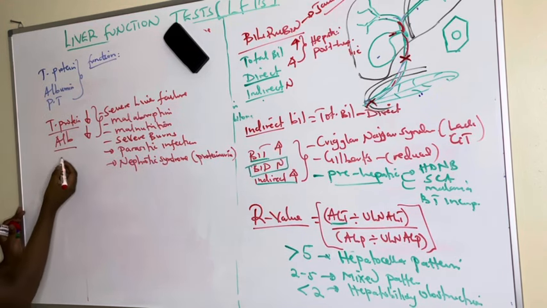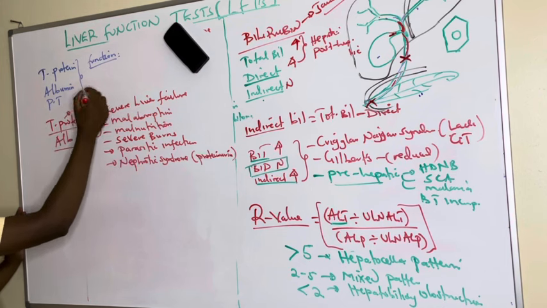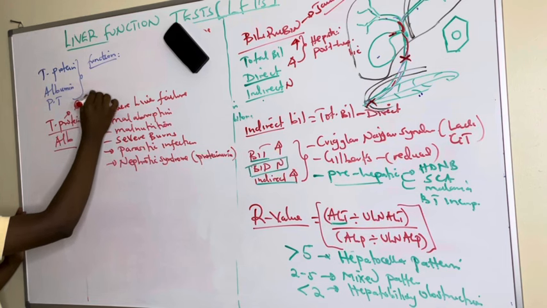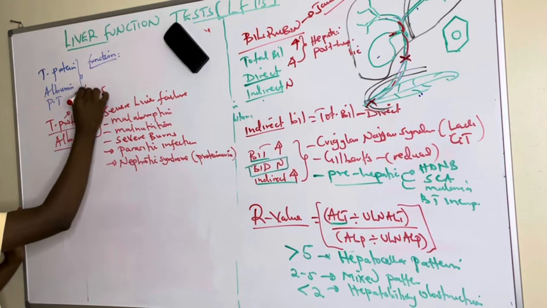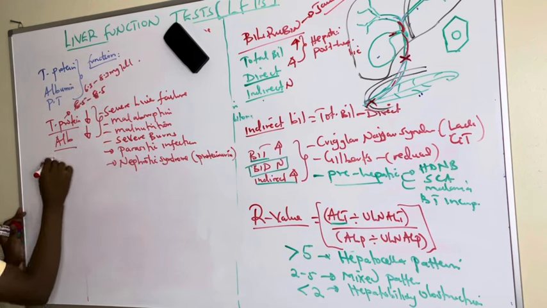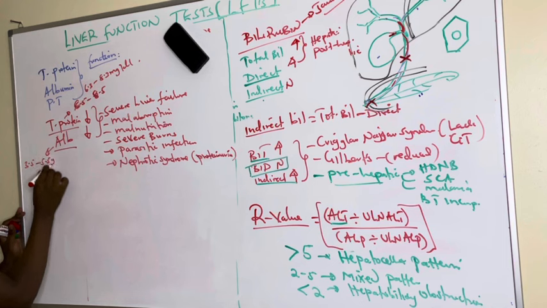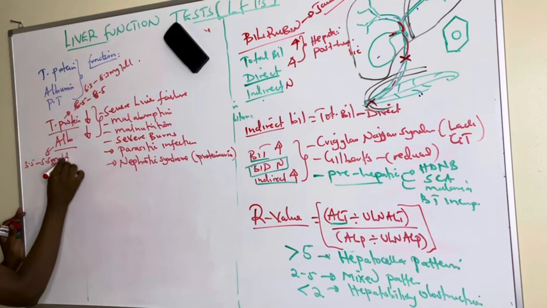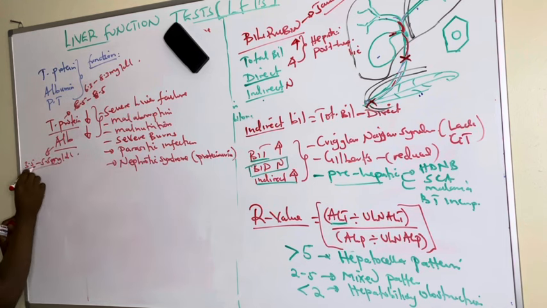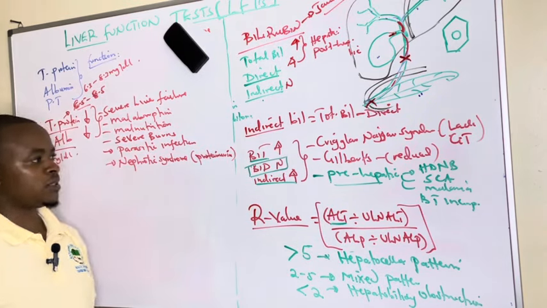Reference range. The reference range of total protein, we saw, is 6.3 to 8.5, or sometimes you can say 6.3 to 8.3 milligrams per deciliter, whereas albumin is 3.5 to 5.5 milligrams per deciliter. So whenever there is a drop, we can find them in these conditions.